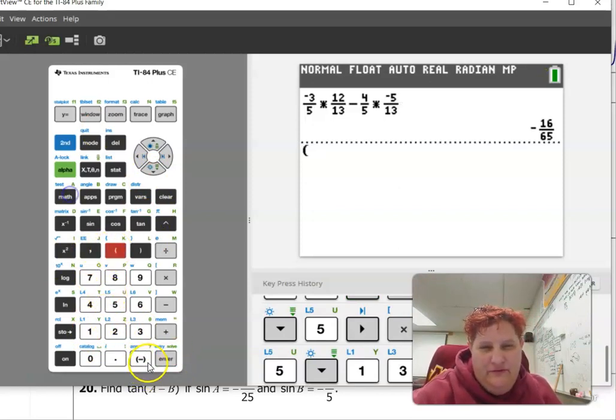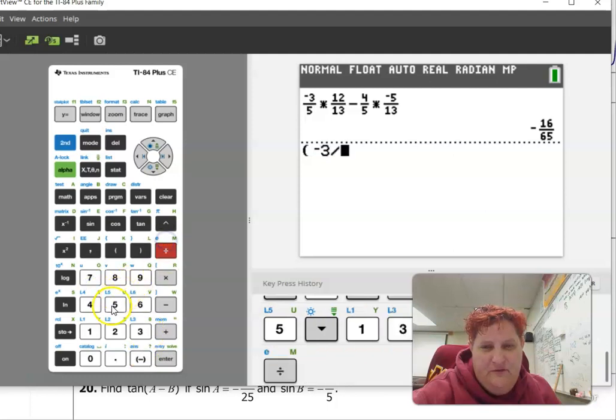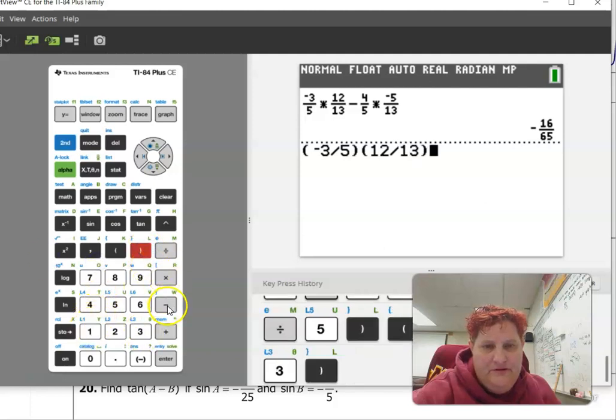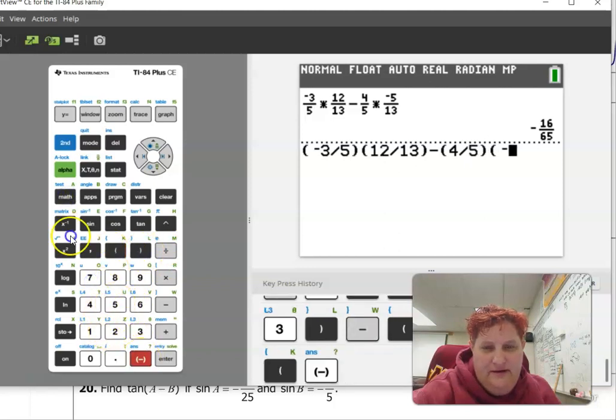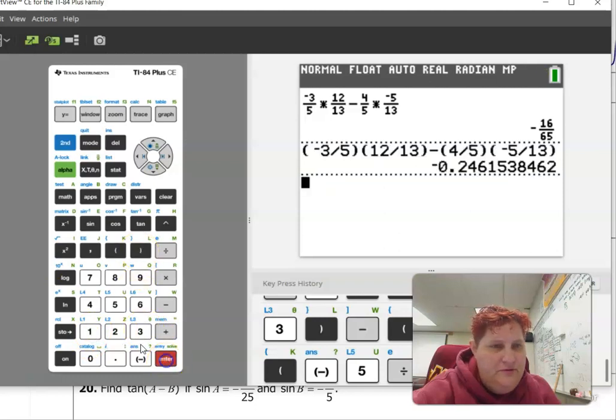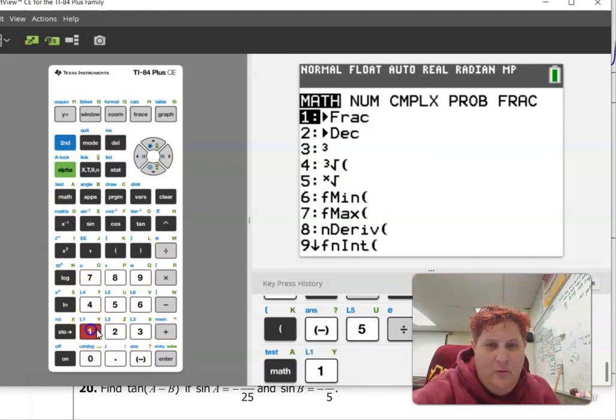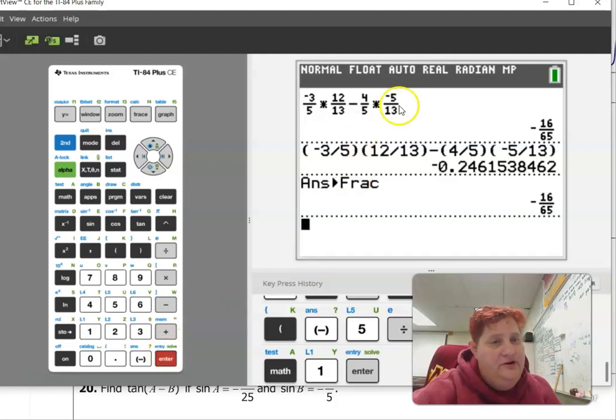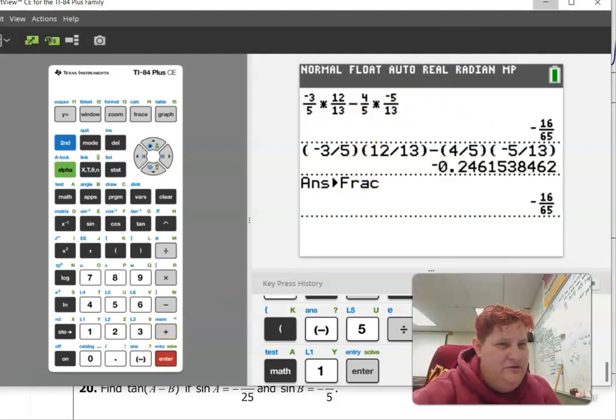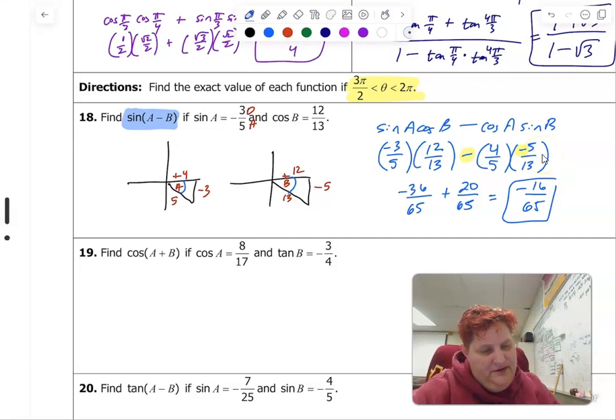The other way you could do it, of course, is just go negative 3 over 5 in parentheses, 12 over 13 in parentheses, minus 4 over 5 in parentheses, and negative 5 over 13. Now this will give you a decimal, and if you hit math 1, it will change that into a fraction for you. So those are kind of the two ways you can do it. Or again, you can do it by hand like I did here.